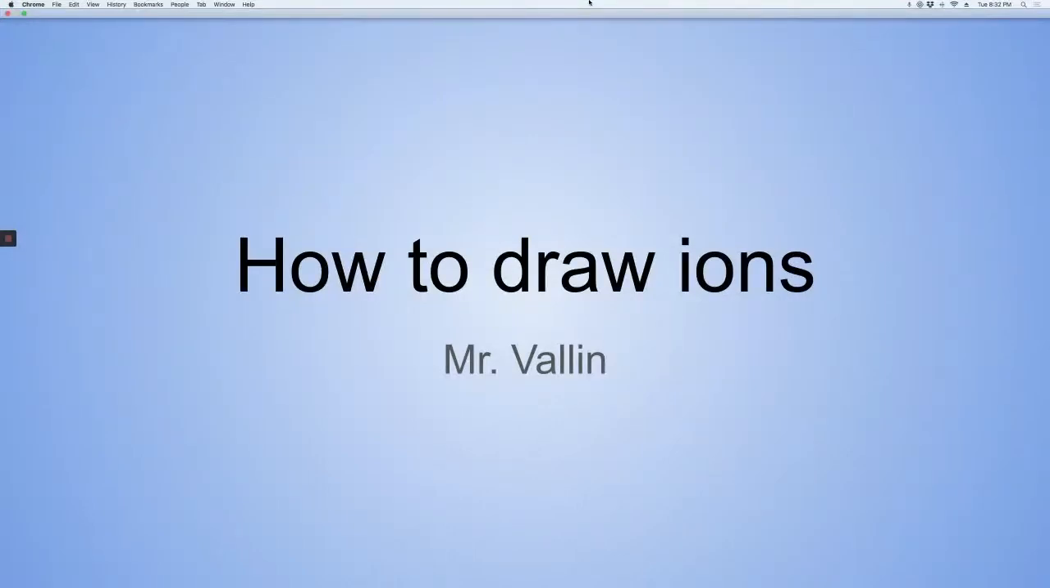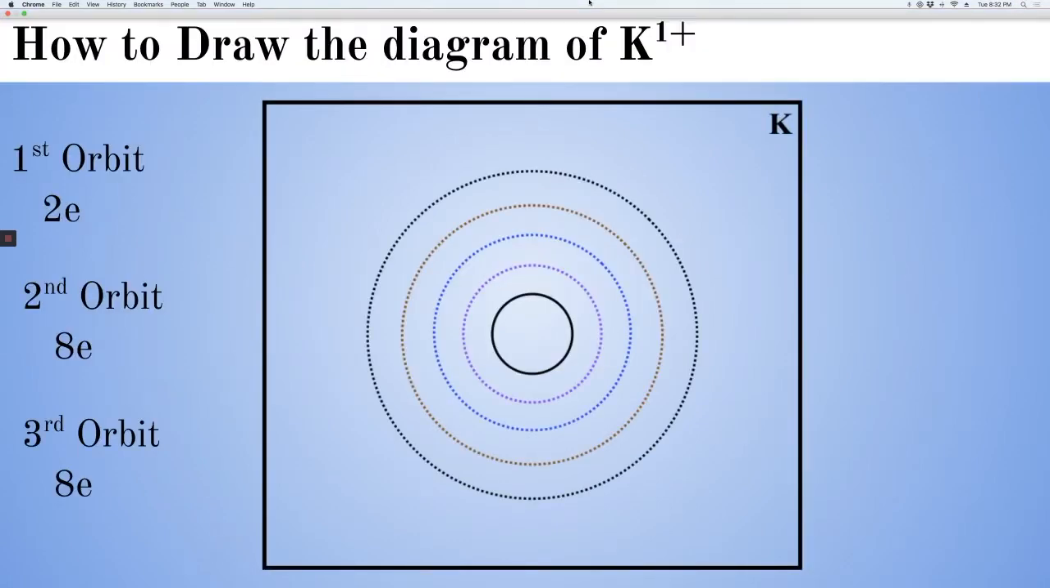In this tutorial, I'm going to show you how to draw the diagram of two simple ions. So my first example is the ion potassium 1 plus. To draw the diagram of this ion, you start by drawing the diagram of the potassium atom.